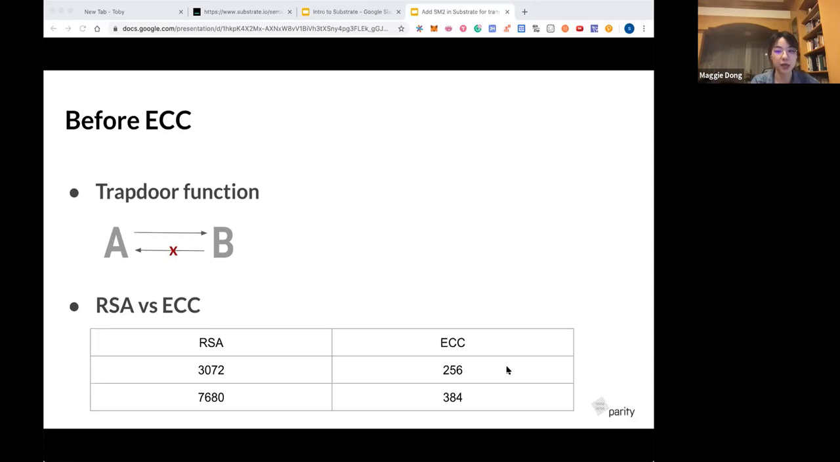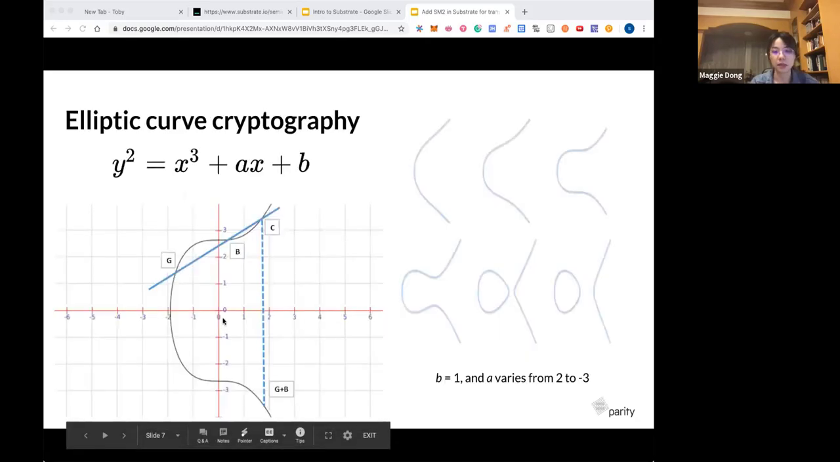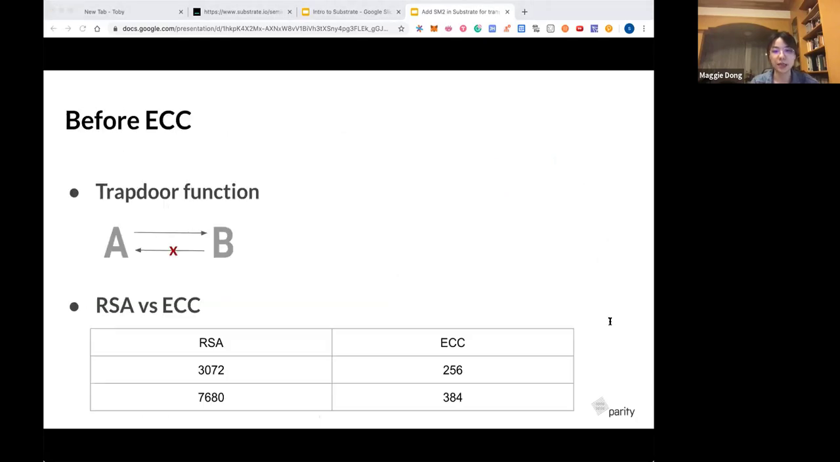And here comes the question: if RSA works so well today, then why do we need ECC? I put the table here, and you can see from the key size that if we want to achieve the same level of security, the RSA key size is 3072, while the ECC key size is 256. And if we bump this up to an RSA key size of 7680, it will be 384 in ECC. So as you can see, ECC is much more efficient than RSA, and the key size is much smaller, while it can still achieve the same level of security.